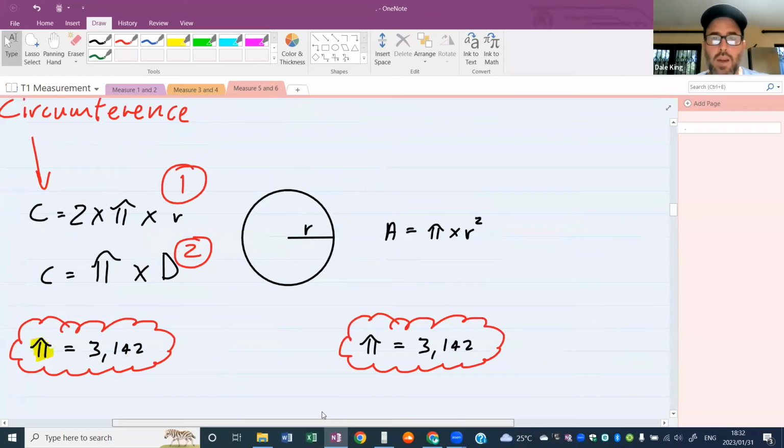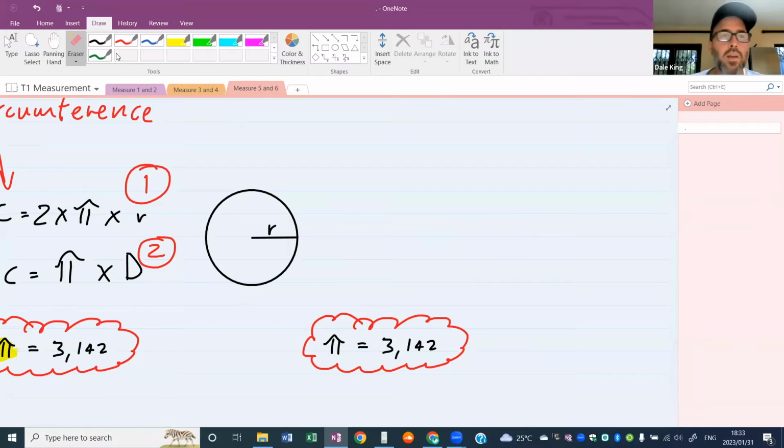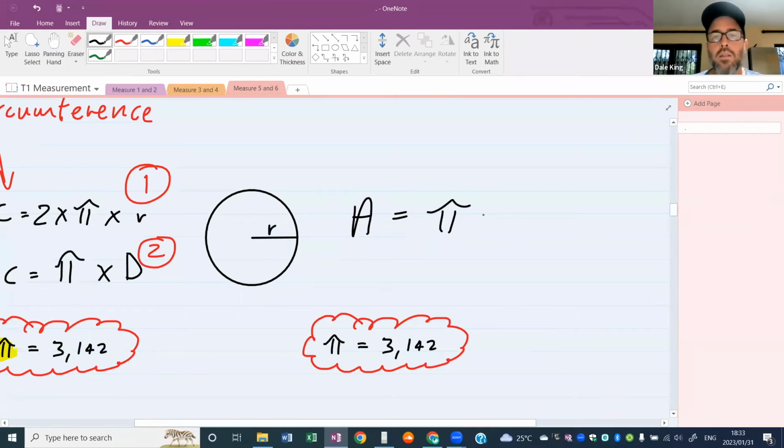Let's go on to the area of a circle. Now, the area of a circle, again, it's a bit small. I don't know if anyone can see that. Let me make it bigger. Area is equal to pi times r squared. So what we need to do now is find an r, a radius, square it, and multiply it by pi. All we have to do is find a radius from the question, square it, and multiply it by pi.